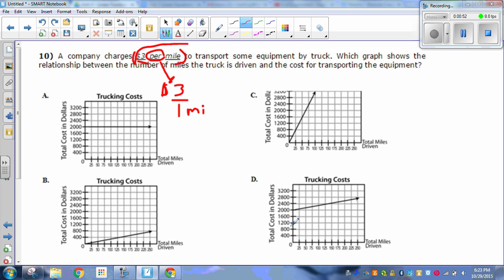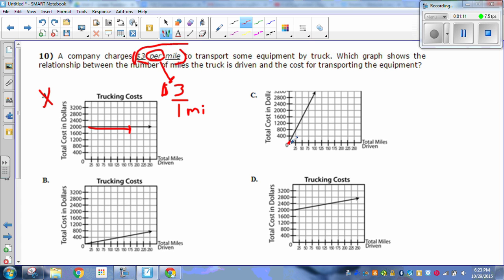So let's just find the slope of each of these and see if we can't find one that's 3 over 1. And I already know that A is the wrong answer. You know how? From Slope Dude, I know this is a 0 slope, so there's no way this could be $3 per mile. It's not a slope of 3 over 1. Let's go to the next one.